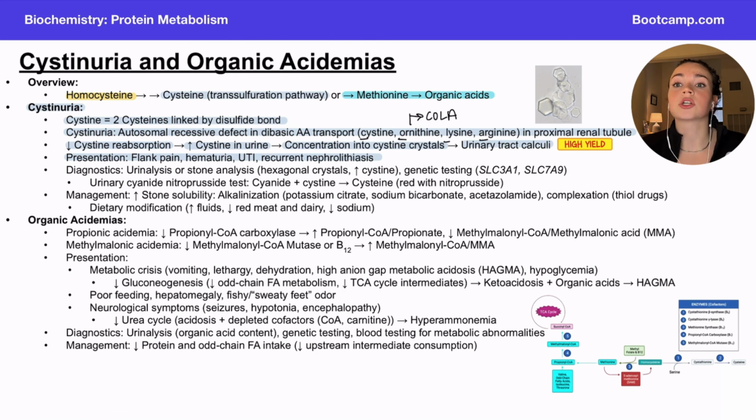Generally, when you're seeing recurrent kidney stones in a child, you're either thinking something anatomical or you are thinking of an inherited condition like this. You're not thinking like a red meat and alcohol presentation. So, all right, recurrent UTIs and kidney stones and things in a kid, how do we lock down our diagnosis of cystinuria? We'll do a urinalysis or a stone analysis. And on this analysis, you'll see an increase in cystine in the urine as well as hexagonal crystals.